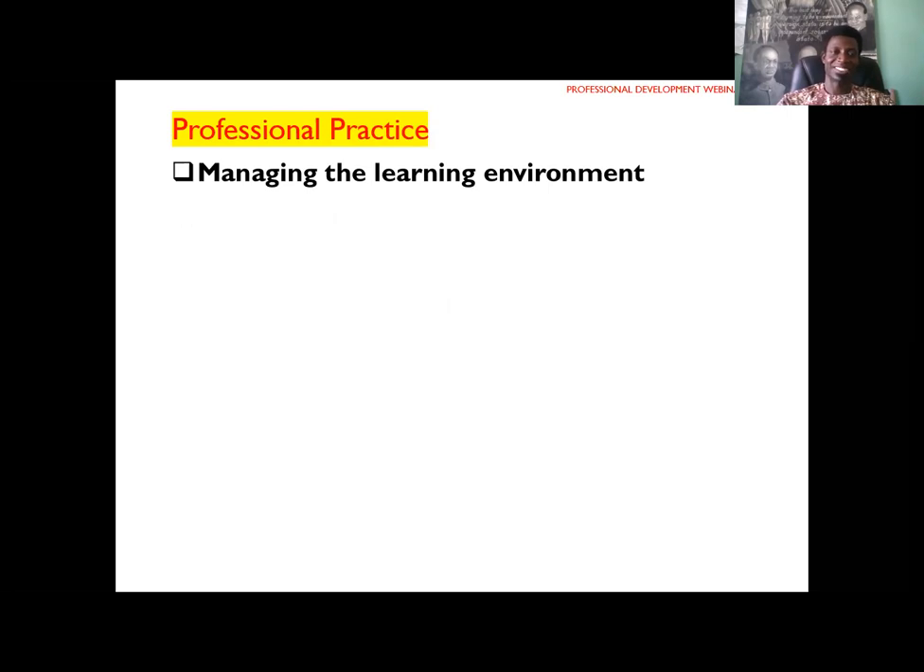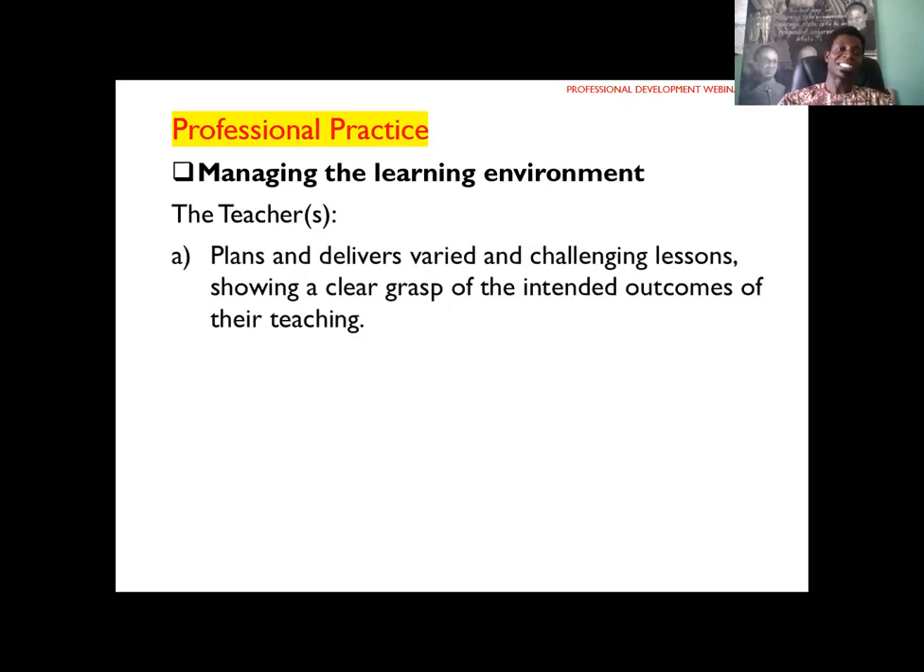Professional practice. Now, managing the learning, and under that, we look at how you manage the learning environment. And under that, teachers plan, deliver varied and challenging lessons, showing a clear grasp of the intended outcomes of their teaching.